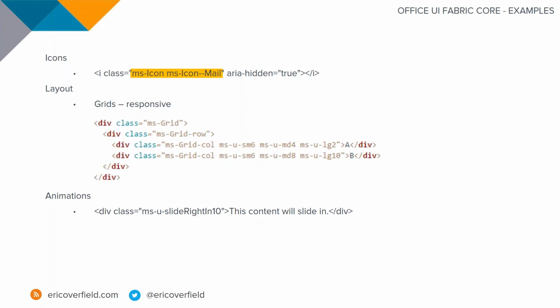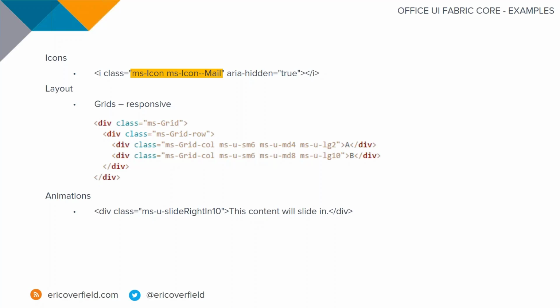Now, where do you get these icons from? That's easy. You go back to dev.office.com/fabric. You're going to go to the components or to the styles. You're going to see icons, and they list all the icons out there so you can see what's available, and you can get the name that you need on the second class after the hyphen hyphen.